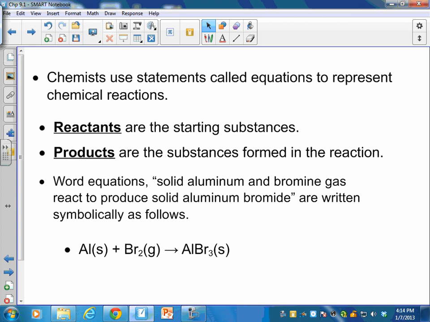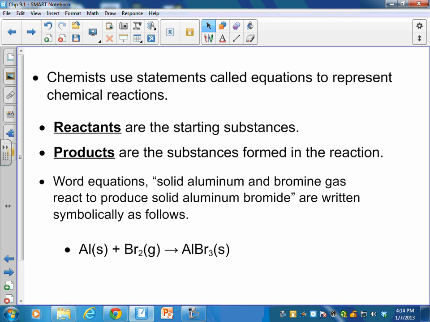Okay, we're going to start off today with showing you guys how to balance equations. I know some of you guys have done it before, but we're going to go over it again today for those of you that already have had it. And chemists use these statements called equations to represent chemical reactions.